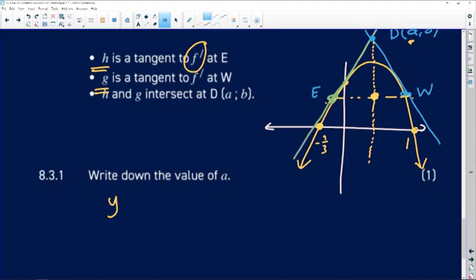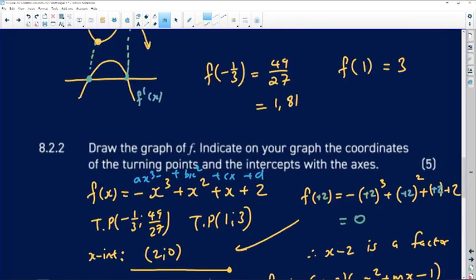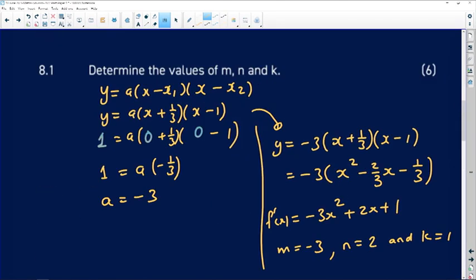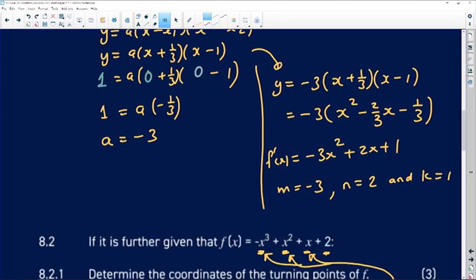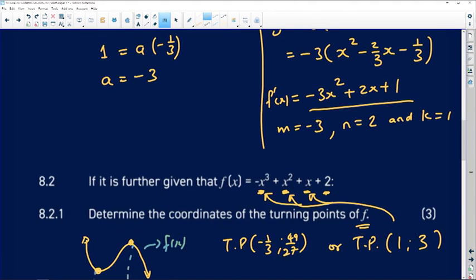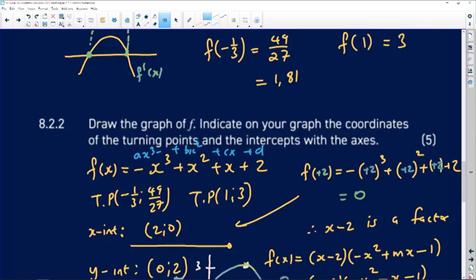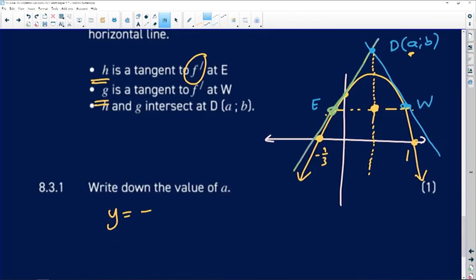We said the equation of the parabola is, I think it was positive and not negative. Let's go back up and find that equation quickly. So that equation, we worked it out as, oh, there it is. We worked it out as negative 3x squared plus 2x plus 1. Okay, negative 3x squared plus 2x plus 1.